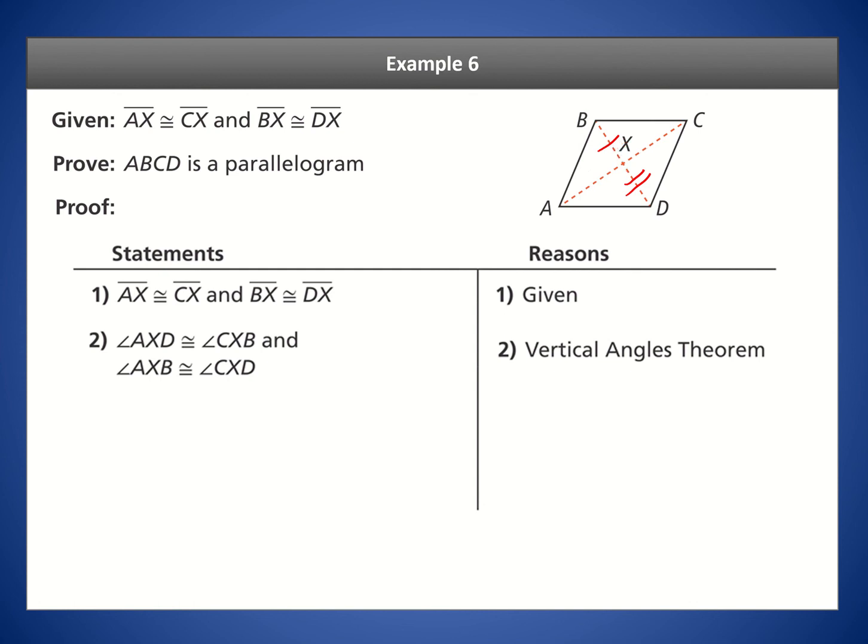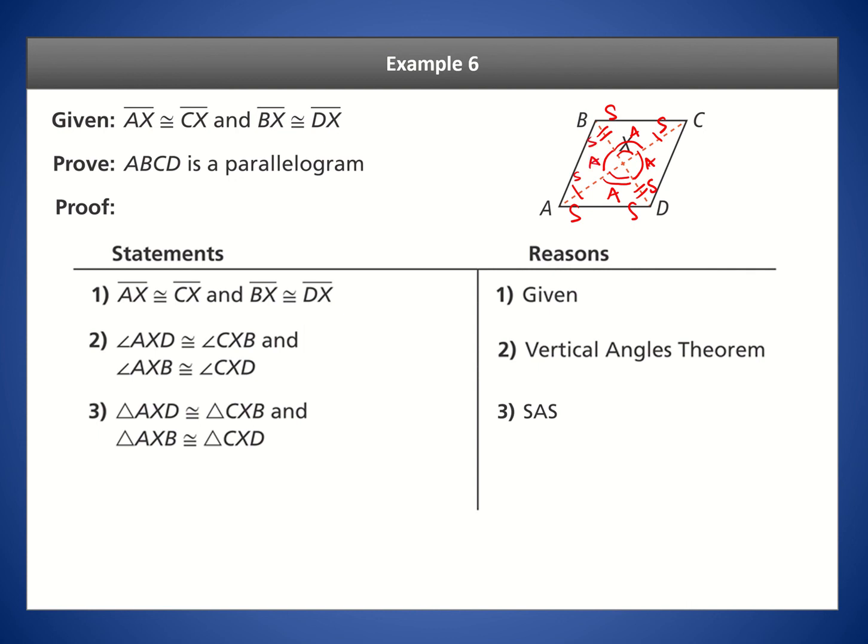Similarly, I'll redraw this just to make it more clear. This angle is congruent to this angle by vertical angles, and these are congruent on the opposite side because of vertical angles. Now by side-angle-side, we can conclude that the triangles are congruent. Same thing here, side-angle-side. So we can prove that these two pairs of triangles are congruent.